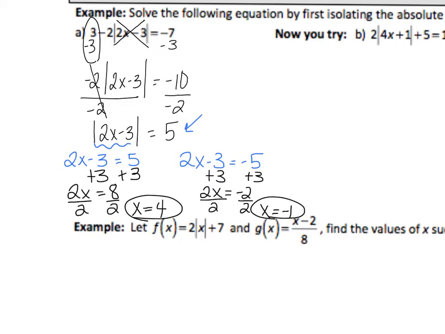So go ahead and pause the video, try B, and then play it to see if you got it correct. Or just watch another example if you're still confused. Maybe this one will clear it up for you. But at least give it a try, okay?